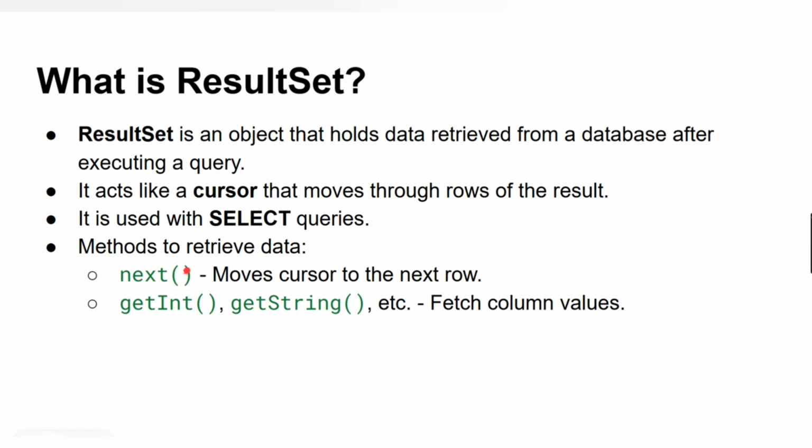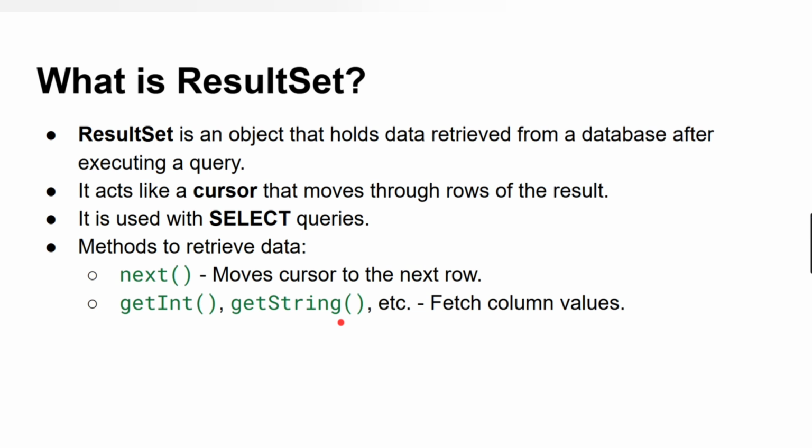So there is a method called next. This is used to move the cursor to the next row. And there are different methods like getInt, getString to fetch the column values. If your column has the value integer, then you need to make use of getInt. If it has values as varchar or string, we need to make use of getString.